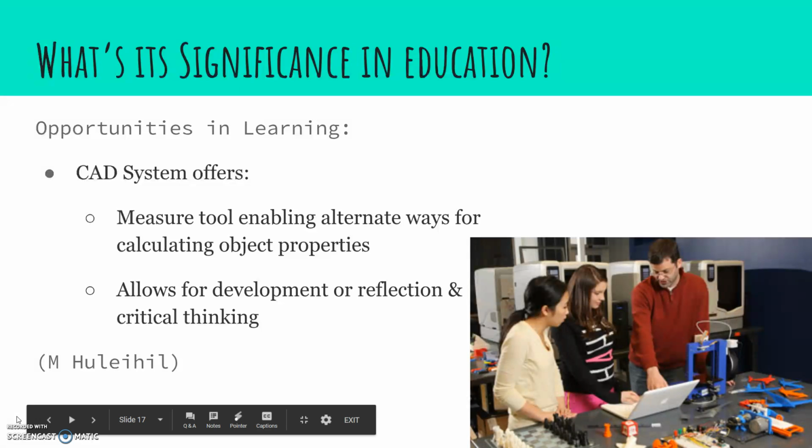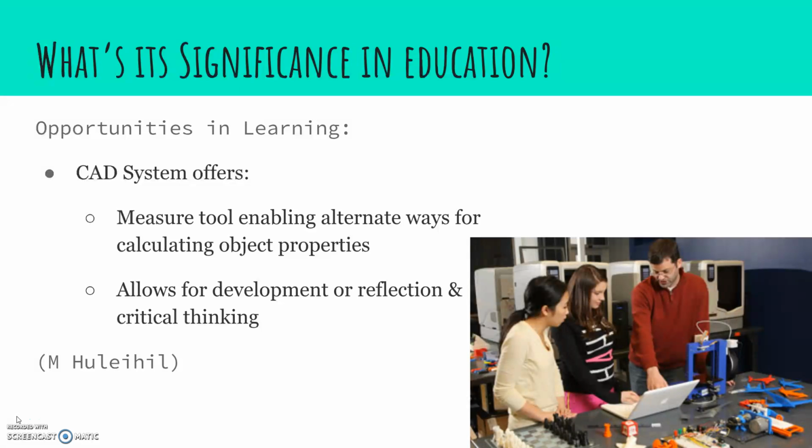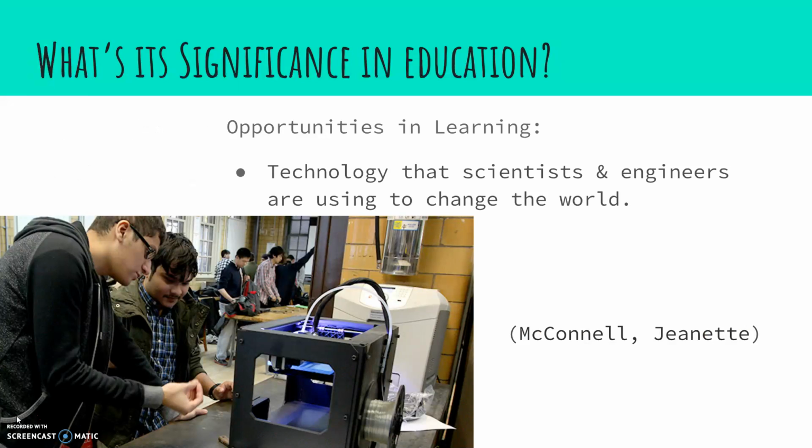So the CAD systems, what they offer to students is just a measuring tool that enables alternate ways for the students to calculate the object's properties, like the measurements in the 3D models that they need so that they can create it efficiently. And it also allows for development or reflection and critical thinking, as we've discussed before. This type of technology is the type that scientists and engineers are using to change the world. Just an example would be engineers that create prosthetic legs to give people a second chance at being able to walk if they've lost a leg. So that is changing the world.